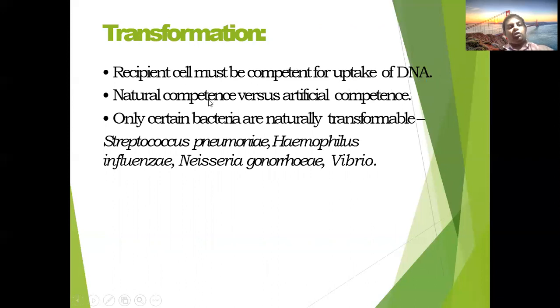Natural competence versus artificial competence exists. Only certain bacteria are naturally transformable, such as Streptococcus pneumoniae, Haemophilus influenzae, Neisseria gonorrhoeae, and Vibrio. They are the most common.